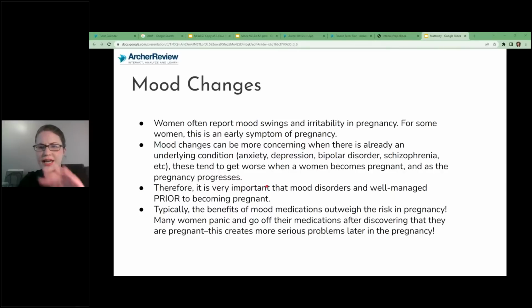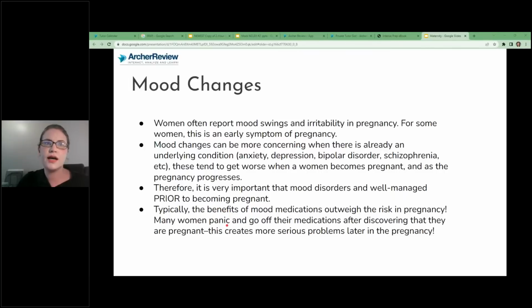Now, a lot of people say, I'm afraid, I don't want to take mood medications. I'm afraid it's going to hurt my baby. Well, SSRIs, SNRIs, those are really safe overall. The benefits far outweigh the risk of taking those. So absolutely, being on the right medication is essential.